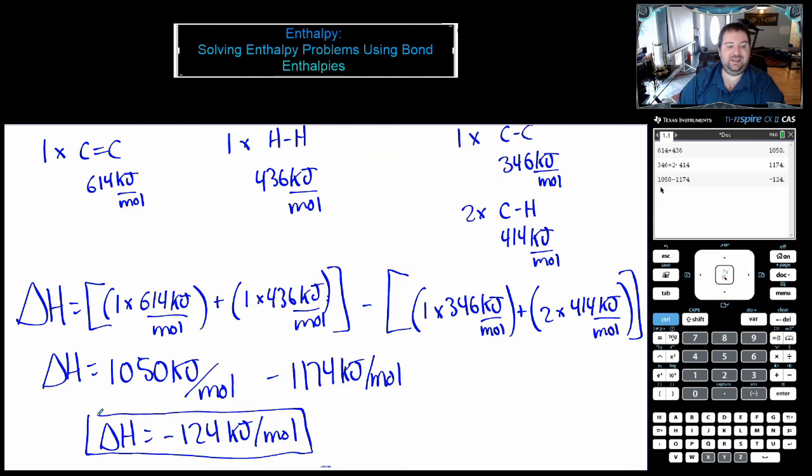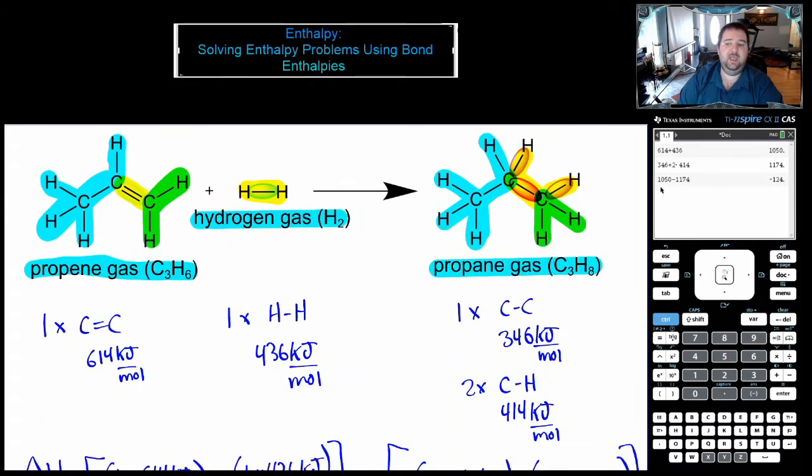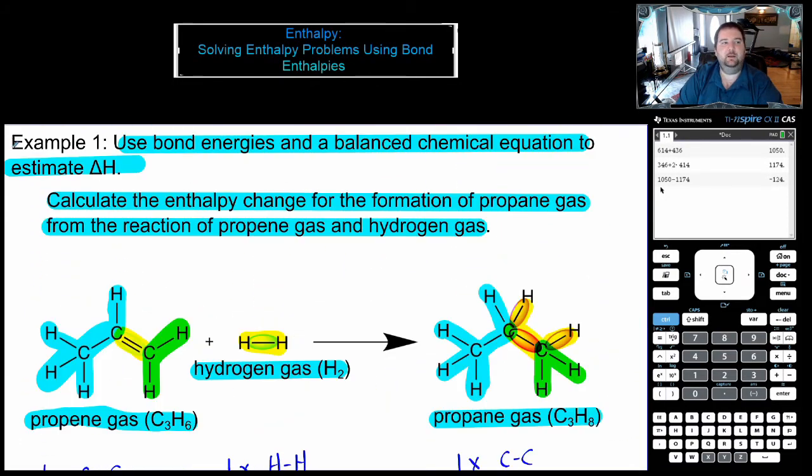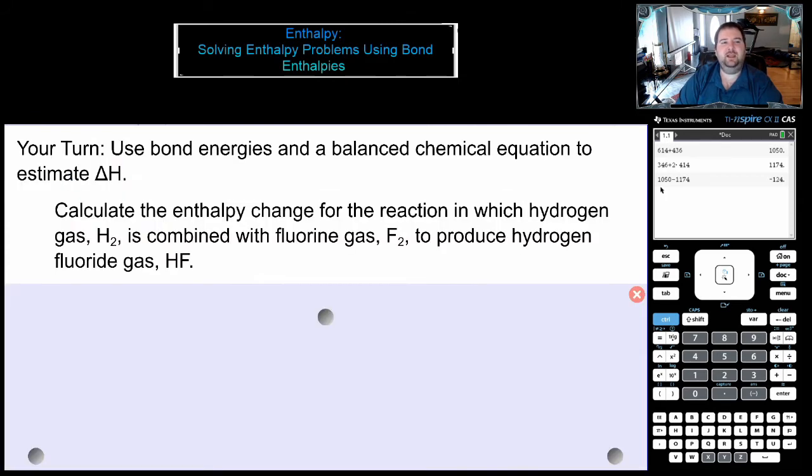And so this is an exothermic reaction. It's a very small exothermic reaction. Not very much energy is actually being released. And so that's how you do these problems. Let's go ahead and have you try one. So let's do this one.